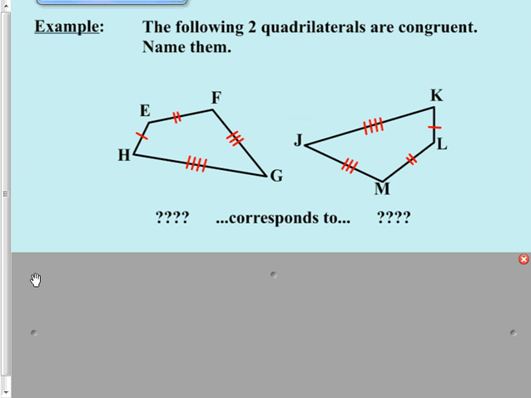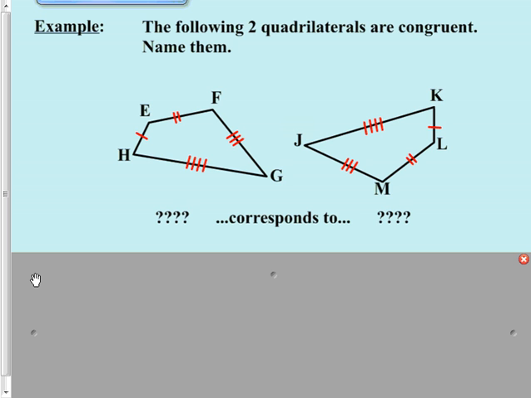Which vertex? E would correspond to L. And the reason we know this is because vertex E is in between the sides that have the 1 tick mark and the 2 tick marks. So we would be looking for the same location in the other quadrilateral, which would be vertex L, in between the 1 tick mark and the 2 tick marks.